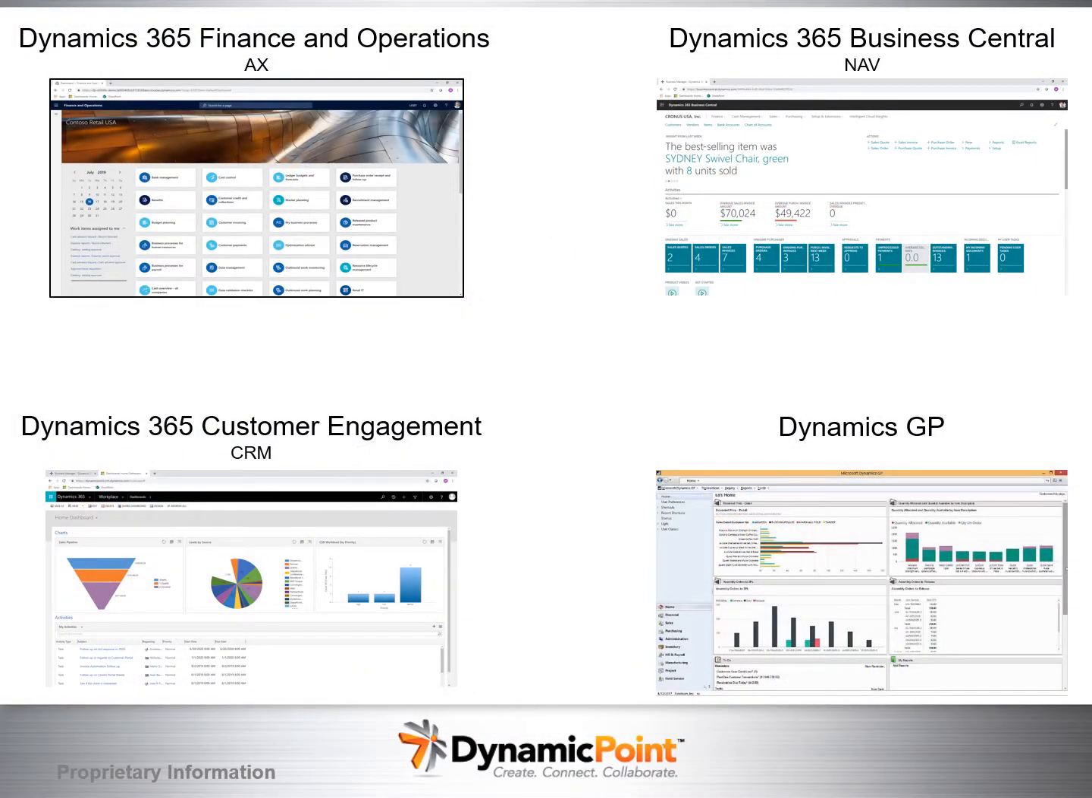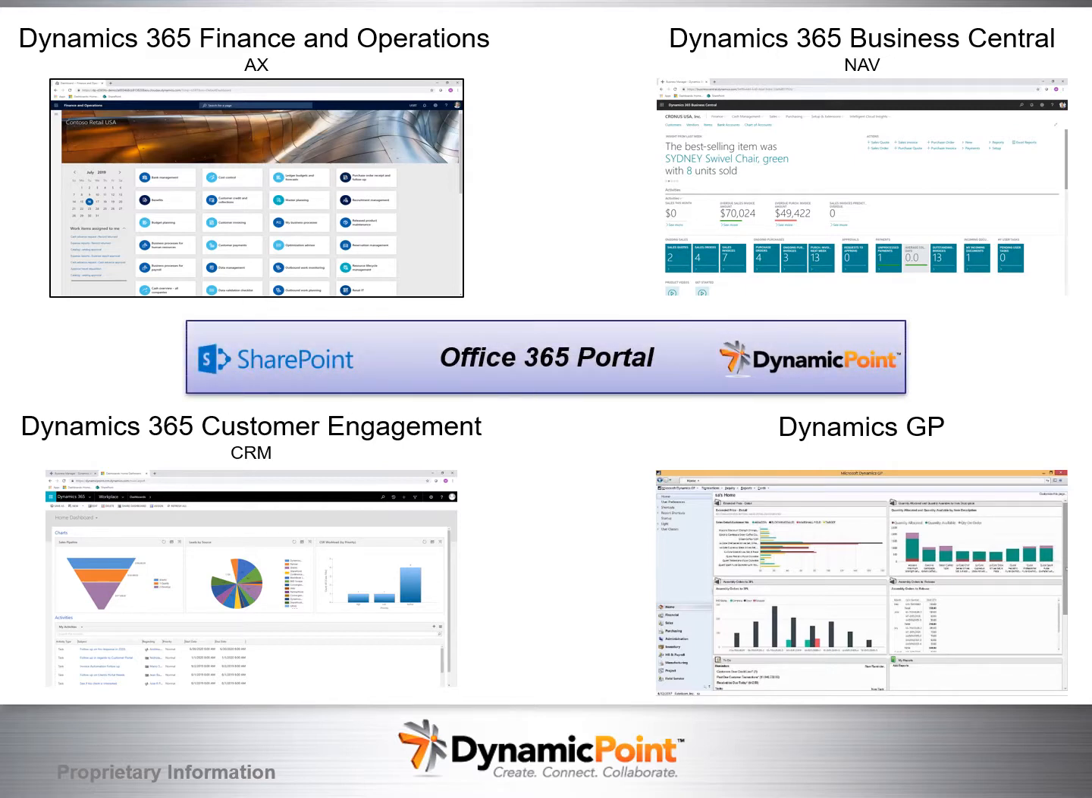So the four products that we're going to discuss today, or that we integrate with, are Dynamics 365 Finance and Operations, previously known as Dynamics AX, Dynamics 365 Business Central, otherwise known as NAV, 365 Customer Engagement, previously known as CRM, and Dynamics GP. And we're going to build this portal together with SharePoint on Office 365, as well as our Dynamic Point portal app that gets added to Office 365 SharePoint.